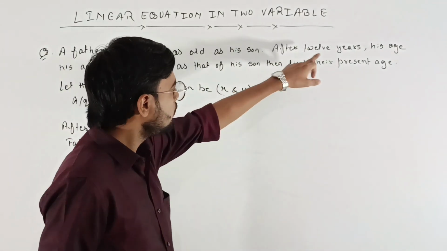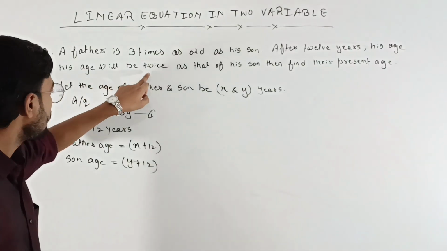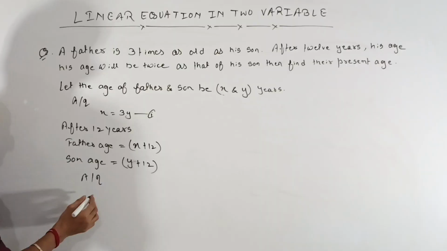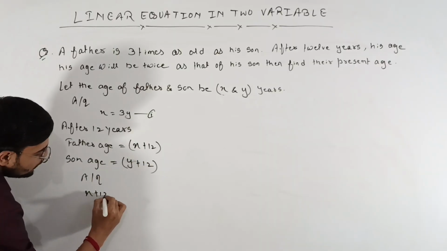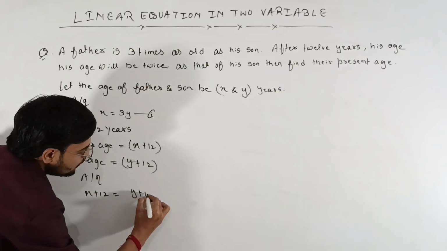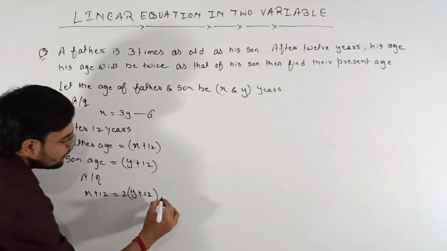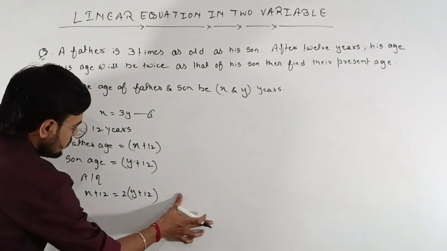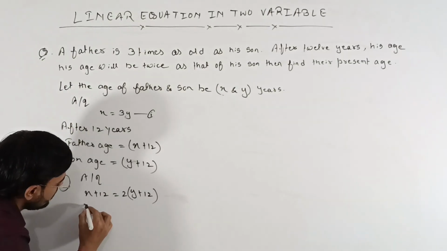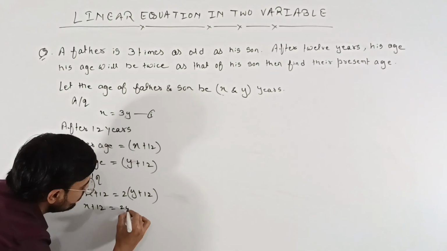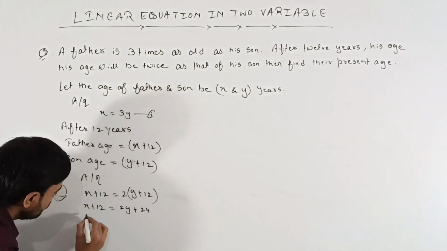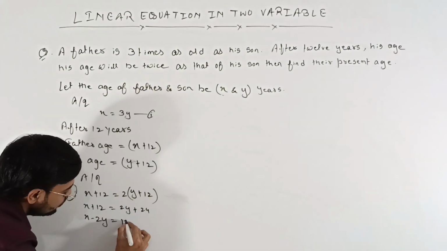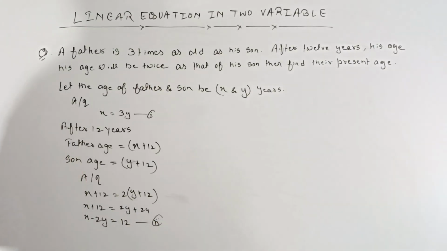Now again read the question. Question said that after 12 years, father's age will be twice that of his son. So according to the question, x plus 12 is twice the son's age, y plus 12. Now this is my equation 2. Let's solve it. X plus 12 equals 2y plus 24. Now x minus 2y equals 24 minus 12, which is 12. Now this is my equation number 2.